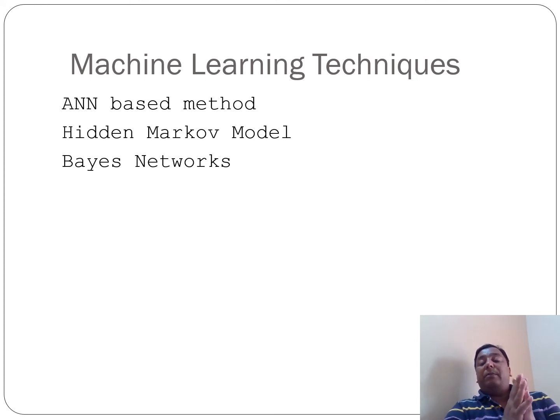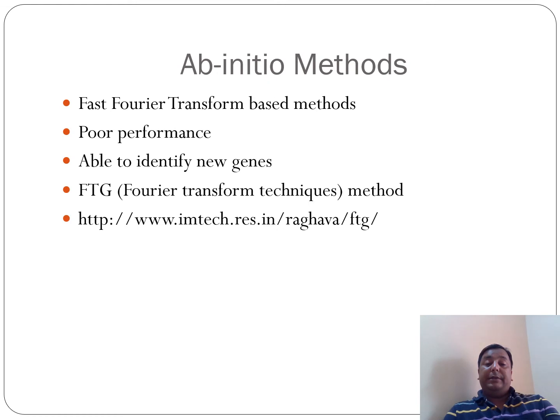And the hidden Markov model is also a random process method, where we identify particular types of genes based on a random process, right? And the Bayes networks are also there. These two we will be discussing at a later stage, because these are computational methods which you may not understand at this stage, being a biotechnology student. But I will try to make you understand in a later stage.